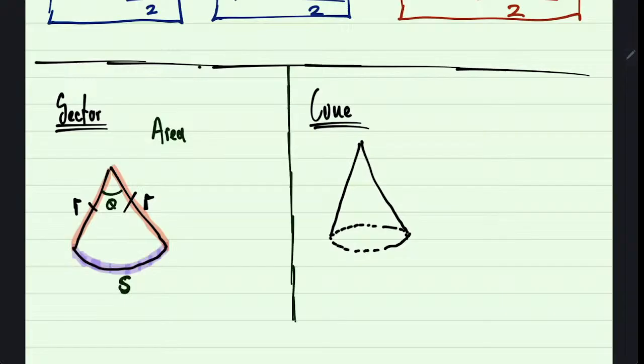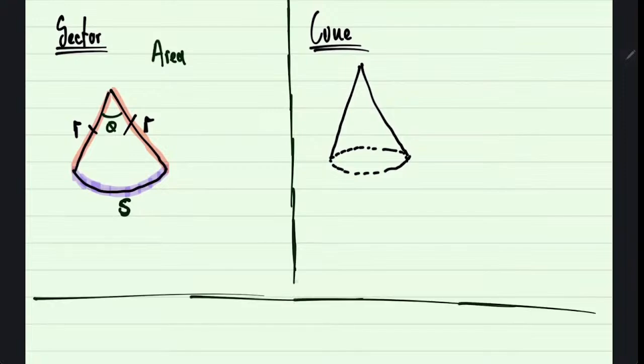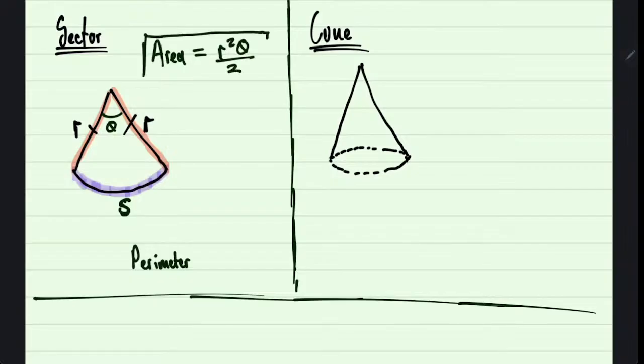Okay, we want to do several questions together. Find the area of this. Or they'll say find the perimeter of this. So we're going to do several questions together. If they ask you to find area, can somebody write this? It's r squared theta over 2. R squared theta over 2.